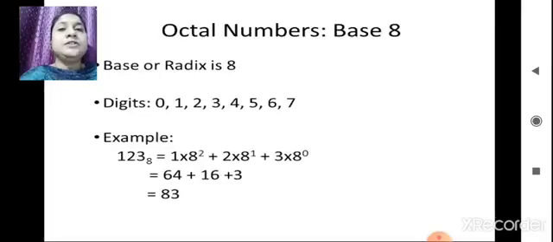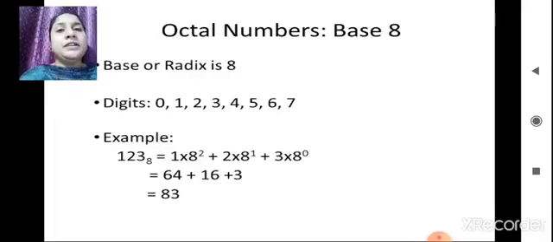So 3 into 8 raised to power 0. As we increase the power of 8 from right to left, first it is 8 raised to power 0, then 2 into 8 raised to power 1, then plus 1 into 8 raised to power 2. So 3 into 8 raised to power 0 means 1, so it is 3.